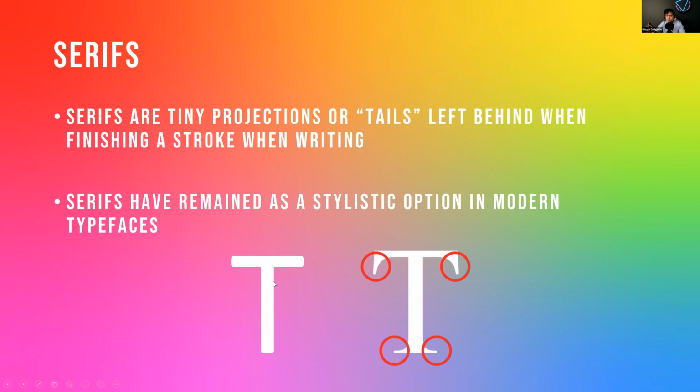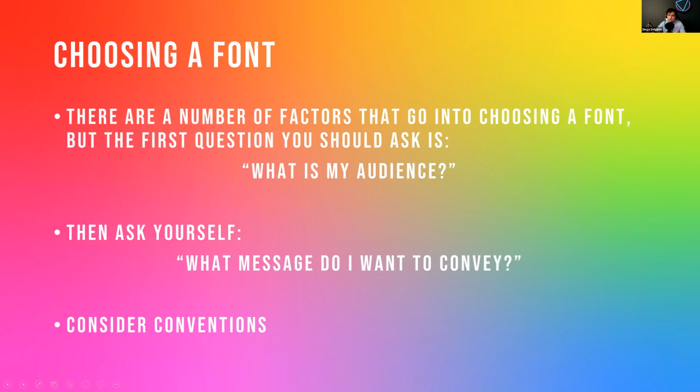You'll see here's an example. I'm pretty sure the T on the left is Calibri, whereas the T on the right should be familiar. It's Times New Roman, and it has serifs on it. So there are a handful of things you're going to want to consider when choosing a font.